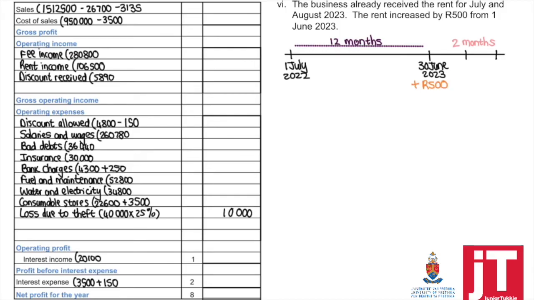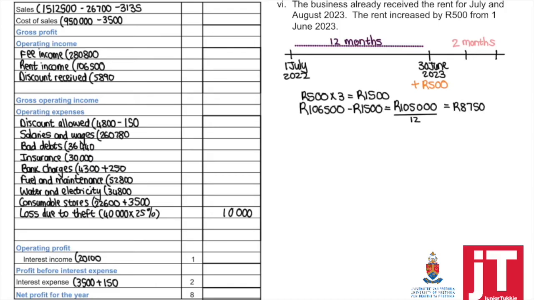But now I can't just take that 106,500 and divide it by 14 to get the monthly rate, because the rent increased by 500 from the 1st of June, which is right at the end of the accounting period. So our step number 1 is we're going to take out the increased amount. This means from the 1st of June, so June, July, and August. For 3 months, it was at plus 500, so that is 1,500.